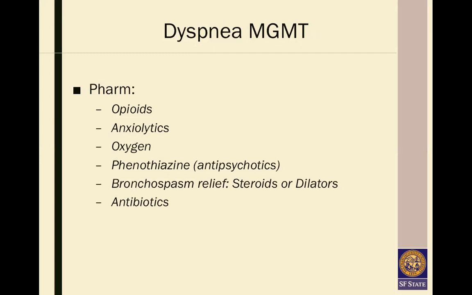For pharmacologic management, we use opioids, anxiolytics, oxygen, antipsychotics, bronchodilators or steroids, and antibiotics, depending on what underlying issue is causing the dyspnea. Now, a few of these, like your opioids, anxiolytics, and antipsychotics, are not going to treat the underlying cause of the dyspnea, whereas bronchodilators and antibiotics can. Oxygen can, depending on what it is, but a lot of times it's just giving the patient a little bit of relief from the mismatch that we talked about earlier between your efferent and afferent pathways.